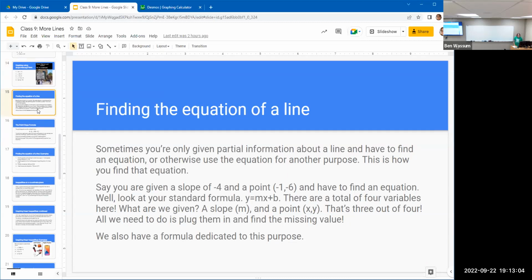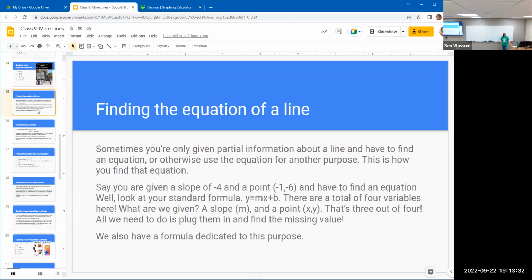Finding an equation of a line. Sometimes you're only given partial information about a line and you have to find an equation or otherwise use that equation for another purpose. You might be looking for something a little bit tougher, but you really need that equation to get where you gotta be, right? So this is how you'd find that equation.